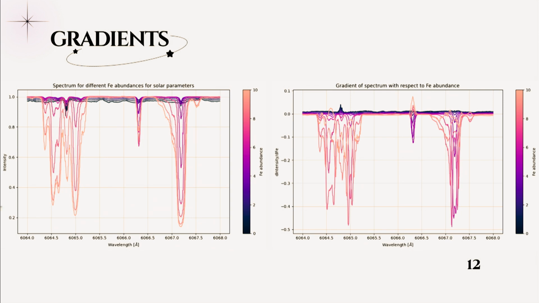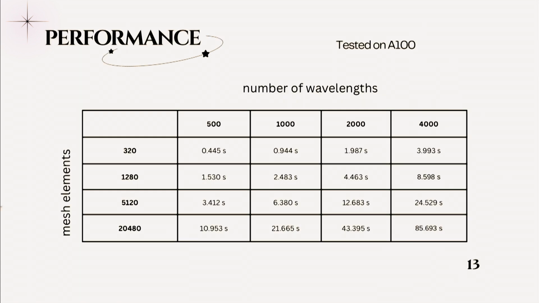And differentiable. JAX provides automatic differentiability with respect to any parameters, so I hope this will pave the way to some nice inference techniques based on gradients. Here's a gradient with respect to input ion abundance. And here is the performance. It basically scales linearly with wavelengths, but it also depends on the mesh.